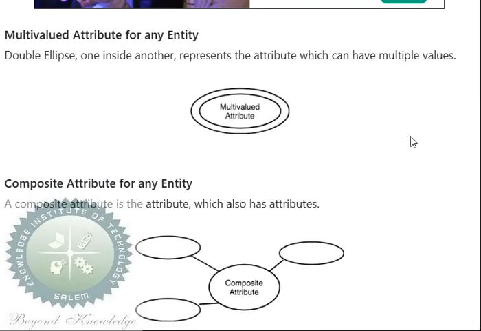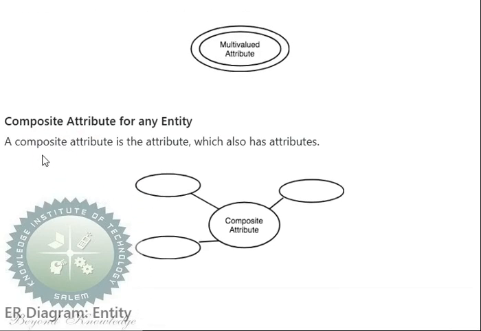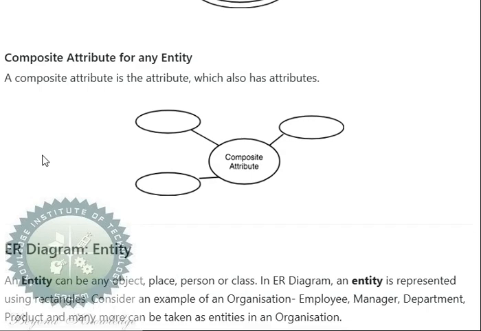Multi-valued attribute for any entity. The double ellipse, one inside another, represents an attribute which can have multiple values. So composite attribute for an entity. The composite attribute is the attribute which also has attributes.